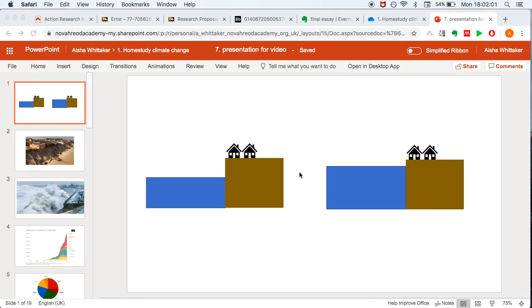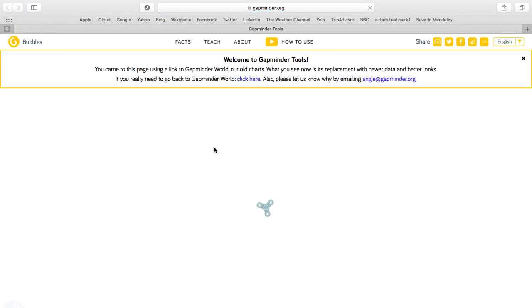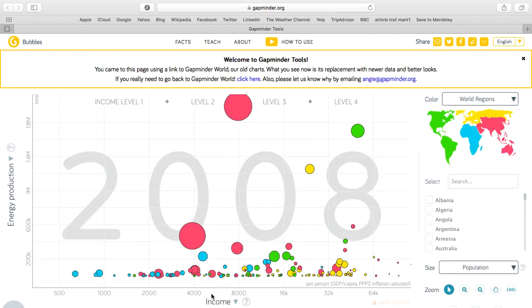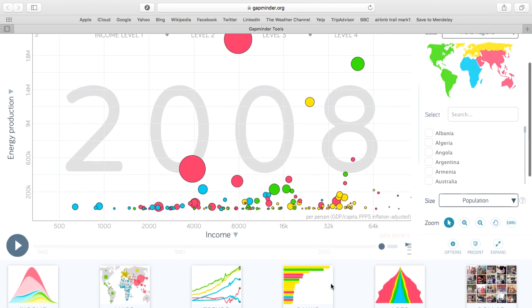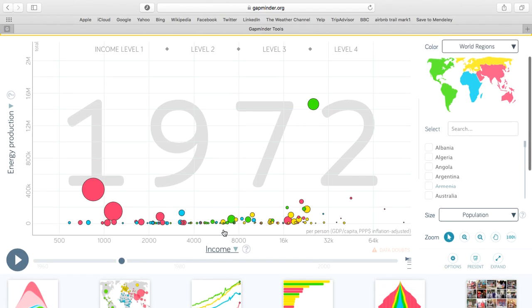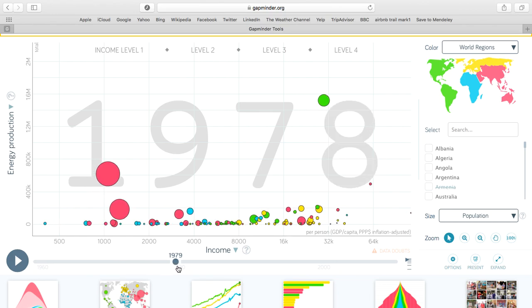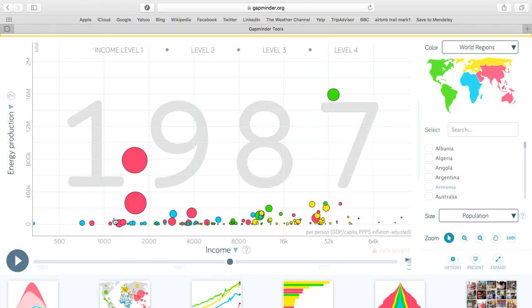So let's have a look at countries' energy use over time. Let's see if our link works. Great, here we go. Let's bring it right back to the 1970s. So we're in the 1970s. We've got energy production, the amount of energy that a country produces, on the y-axis, and we've got income on the x-axis. As we move along through time, we're now in the 1980s, we can see that the amount of energy that countries are producing has increased.